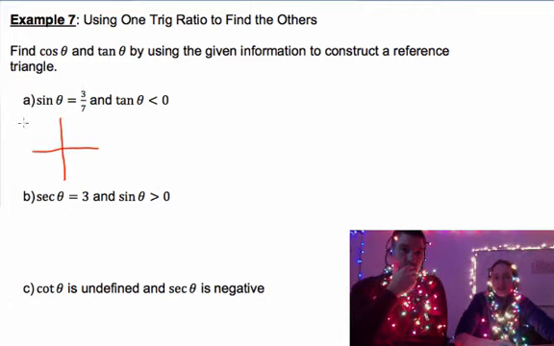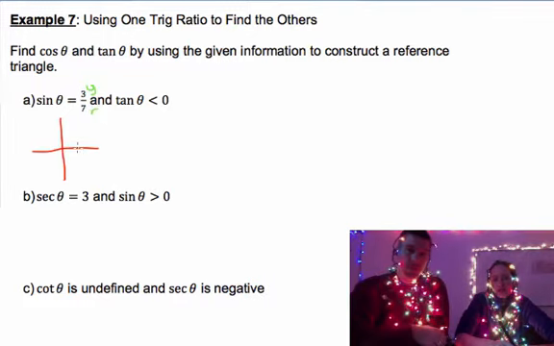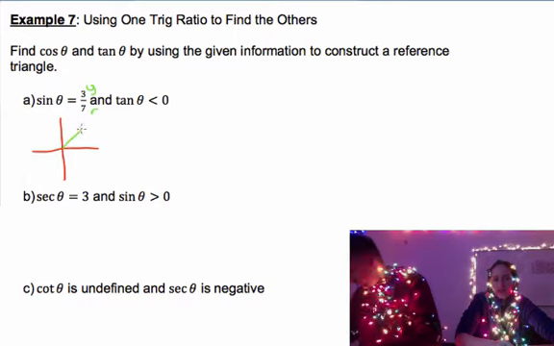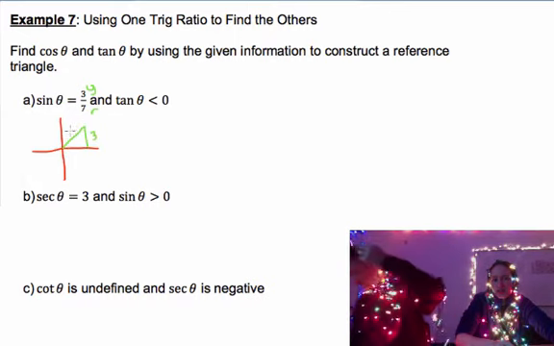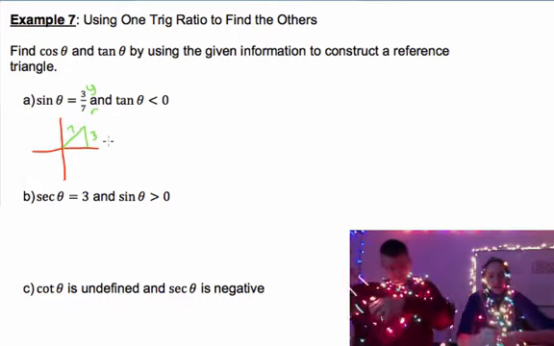Where is sine positive 3 over 7? Remember that's y over r. So the y value is positive. R value is always positive. So we've got a situation like here in the first quadrant.